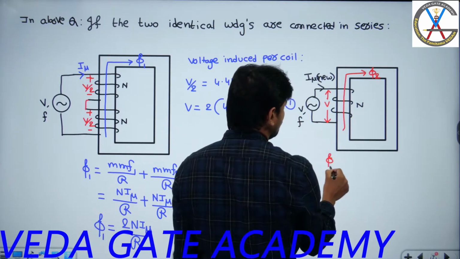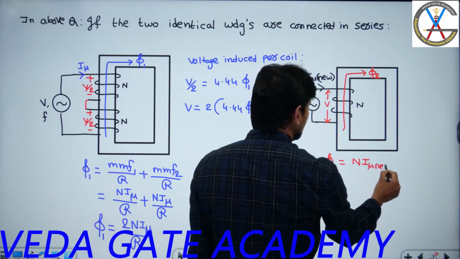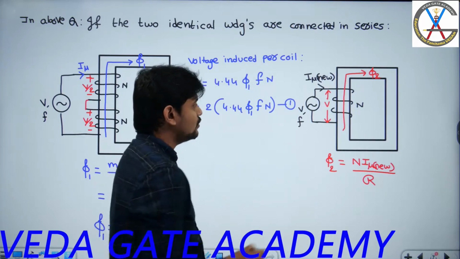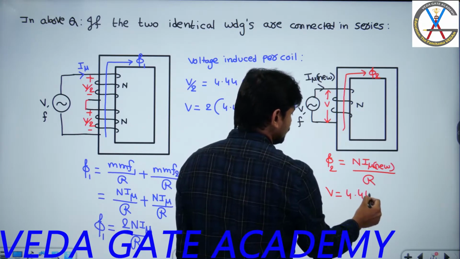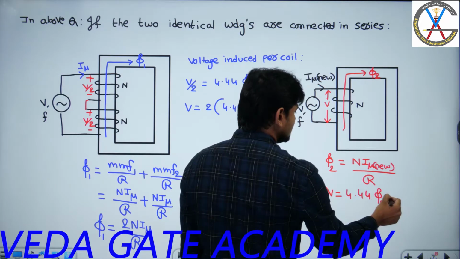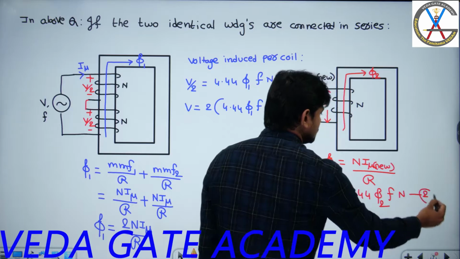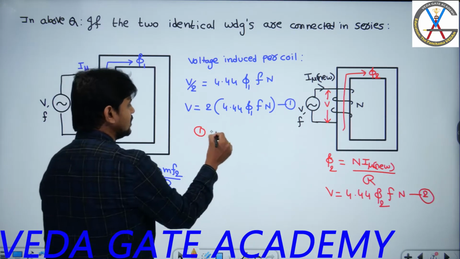And what is the value of phi 2 you are going to get, guys? N into I mu new, which is what we need to calculate, divided by reluctance. And what is the voltage induced across this single winding? According to Faraday's law, 4.44, the resultant flux linking is phi 2, F, into number of turns N. Let us assume this is equation 2. I can say that V is the same as this V, so we can equate 1 and 2.